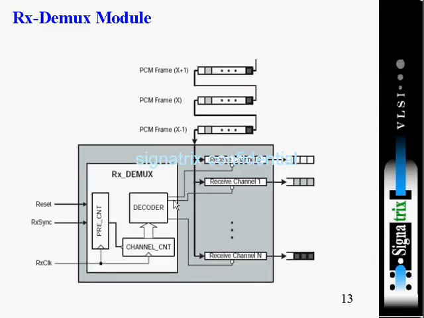The objective of this demux: what will come inside it? One pre-counter, one channel counter, and one decoder. Channel count means how many channels there are. It will be 1, 2, 3, up to n channels.